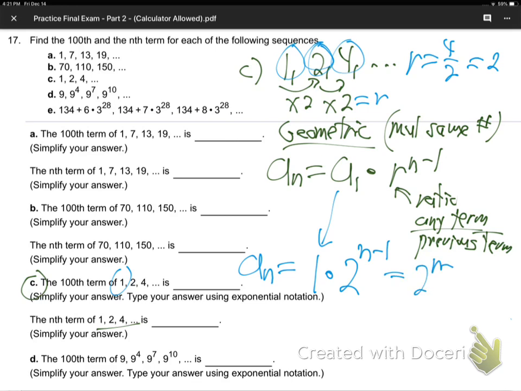The 1's not doing anything. 2 to the n minus 1. Whoops, bring it down here. 2 to the n minus 1. That's the nth term formula.